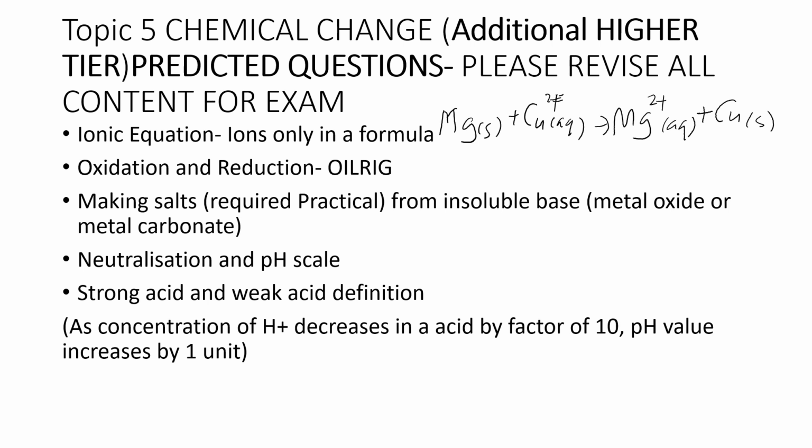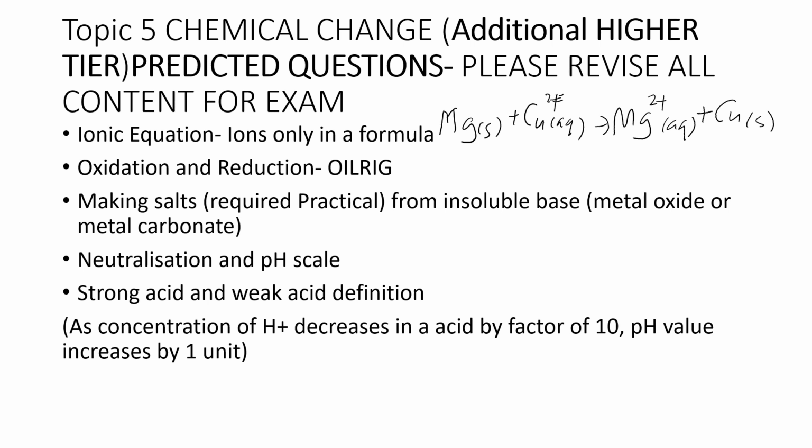You've got neutralization and the pH scale, where you just need to know the pH scale runs from 1 to 14, with different colors. They normally ask how you would neutralize stomach acid or how you would neutralize acidic soil. Remember you need to put in an alkali to neutralize that.